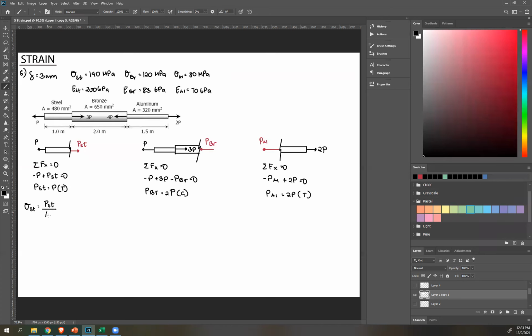So PST over AST. Okay? So this is given 140 MPa. PST is P, so that's P over cross-sectional area. It's given 480. Okay? And then from this, please solve what's P.